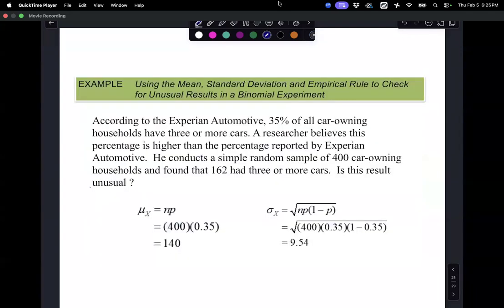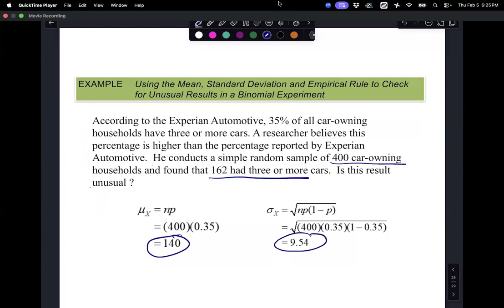All right, let's do an example. We already have this: we had 140 for our mean and 9.54 for our standard deviation. We conduct a simple random sample of 400 car-owning households. We found that 162 had 3 or more cars. We want to know if it's unusual.